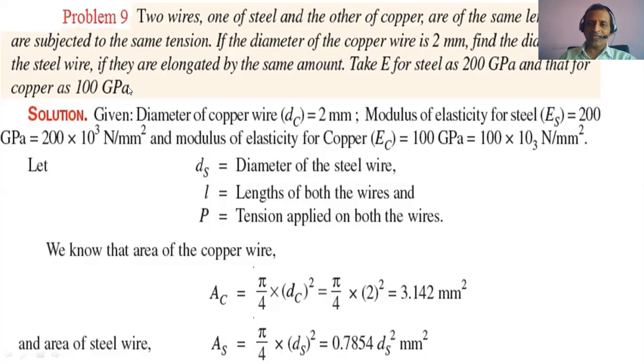That is, E for steel material is 200 gigapascal, and for copper material it is 100 gigapascal. So whenever the material changes, the Young's modulus changes because the load carrying capacity of that material changes. So that is given to you. Now write the solution.